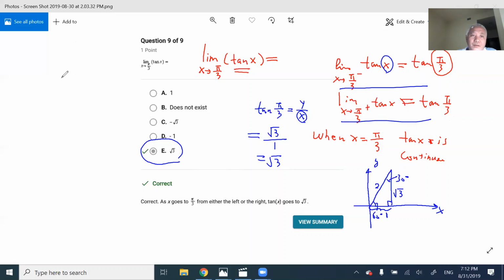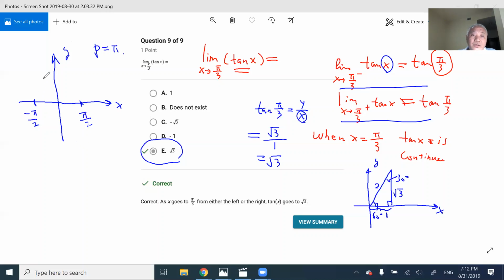Let me explain to you why the left limit and the right limit always equal tangent pi over 3. Are you familiar with the graph of tangent? I just draw one period of the graph of tangent here, okay? That's this one. This is the x, this is the y. So the tangent period is pi, you know that. And this one is negative pi over 2. This one is what? Pi over 2.